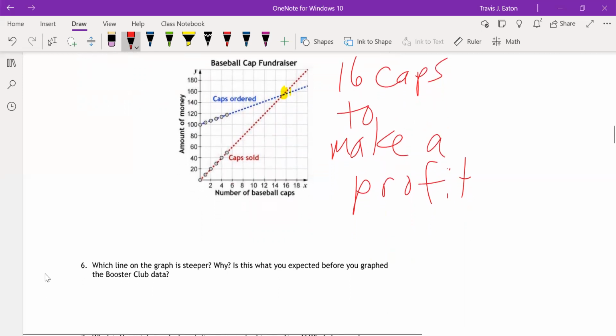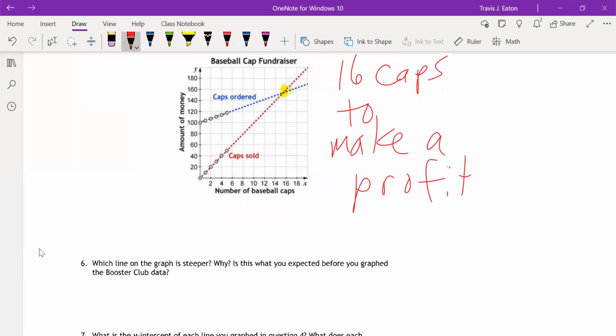Now, taking a look at question number 6, which line on the graph is steeper? Caps sold or caps ordered? All right, thank you for that. Yeah, caps sold is steeper. And so it's easy to see that right here, that line is definitely steeper than the caps ordered.